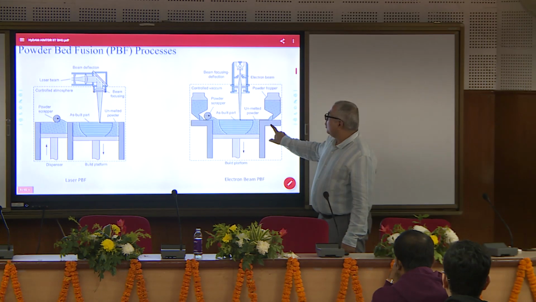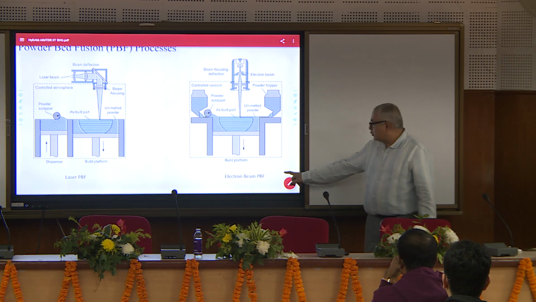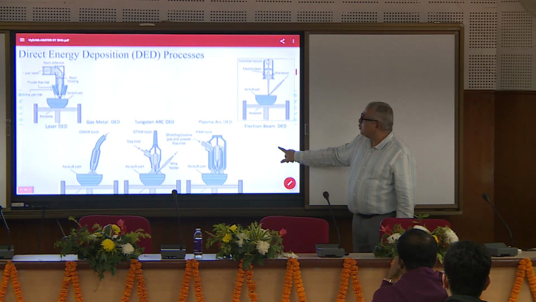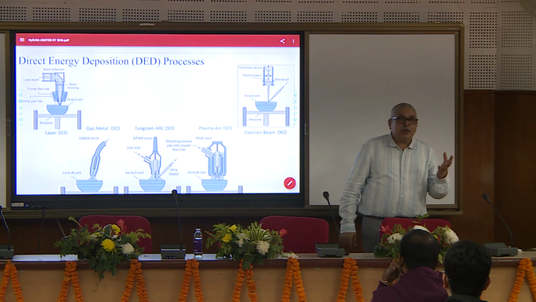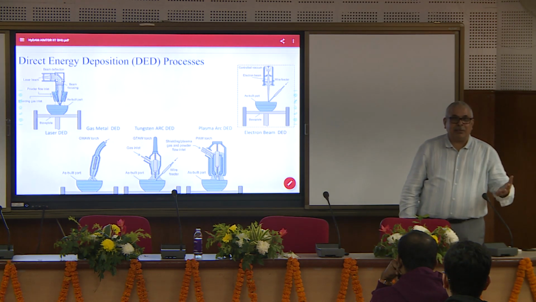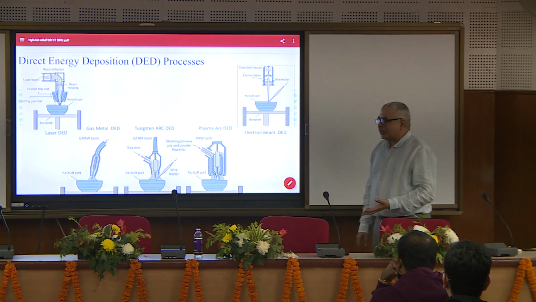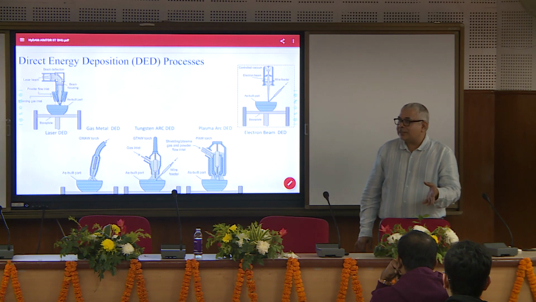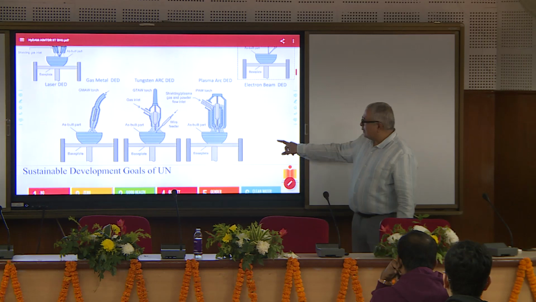Now, the powder bed fusion process you also know, so because of the time limitations I am not going to get into some of the details which I wanted to emphasize. You all know about direct energy deposition processes. Even in direct energy deposition, the energy source may be a laser, an electron beam, an arc, or plasma. You can use a variety of energy sources, and the raw material can be a powder or a wire. Both can be used.